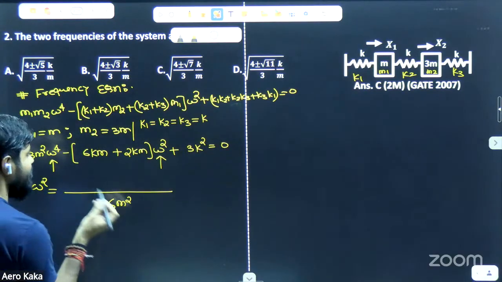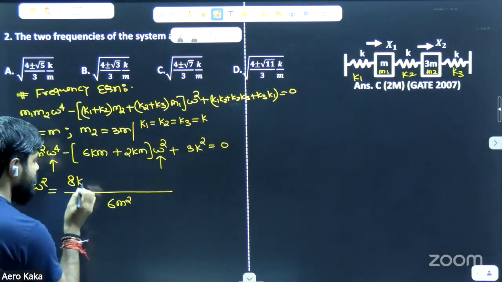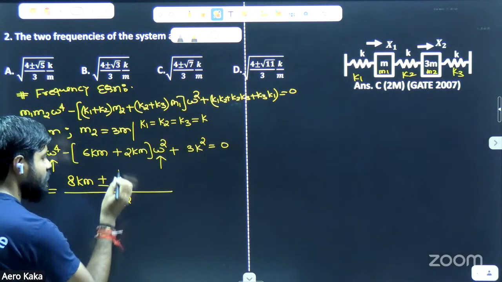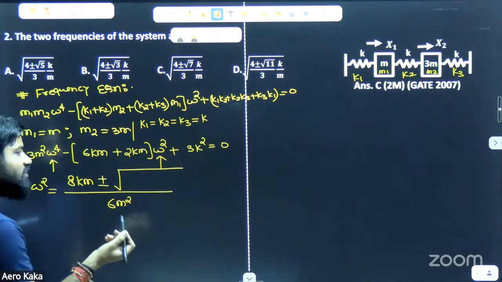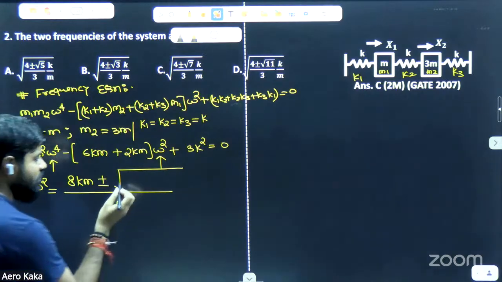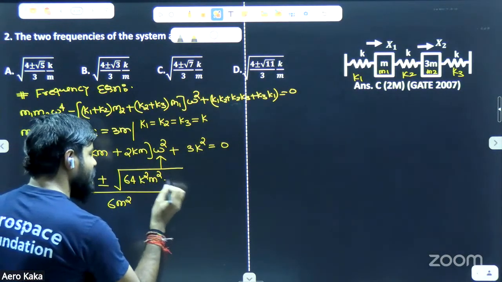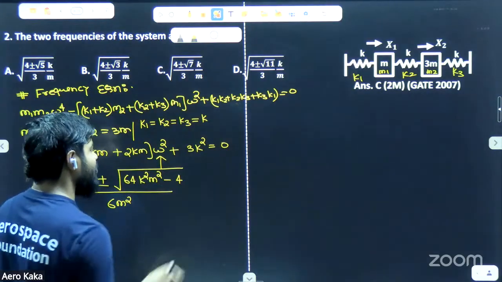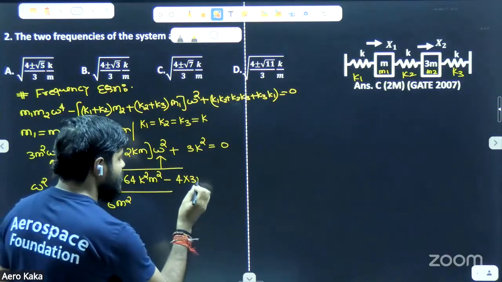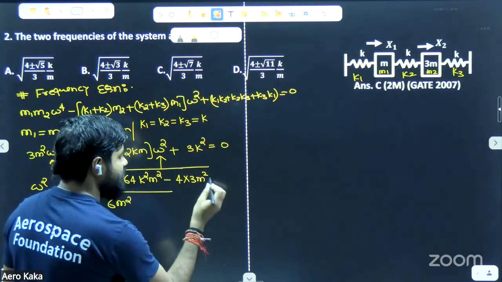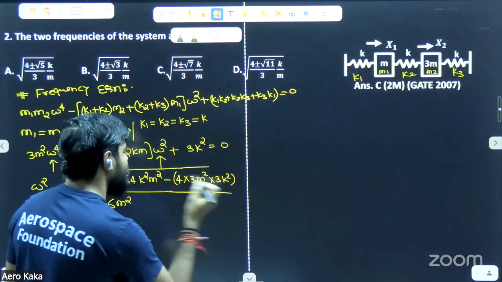8km. Yes sir or no sir? Yes. So minus becomes plus. So it is going to be 8km plus minus root of b square minus 4ac. So 8 square is how much? 64, if I'm not wrong. So 64 k square m square minus 4 a into c. So a is how much? A is nothing but the 3m square, please verify. And c is nothing but the 3k square. Are you getting it?